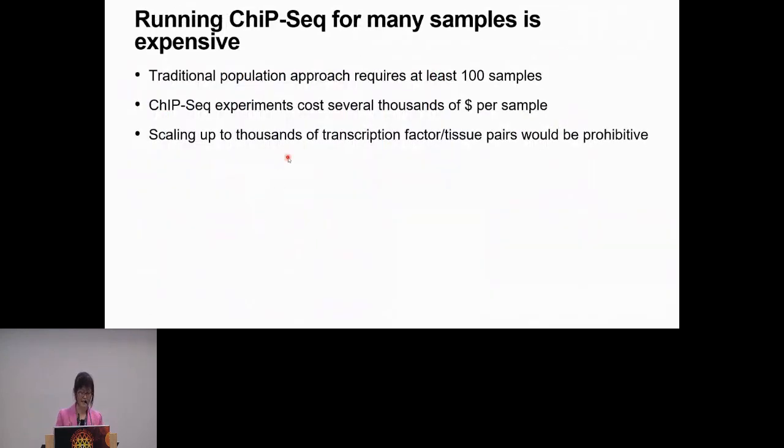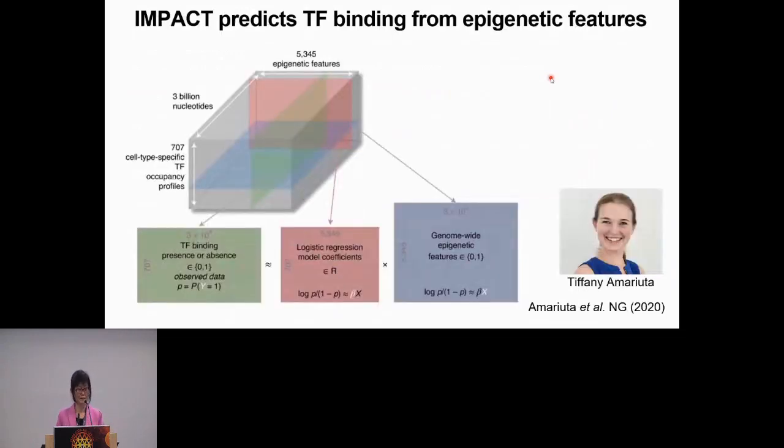So yeah, as I said, running ChIP-seq experiments for many samples is very expensive, so that's why they did it only for this and not many more. But what we would like to do is run this kind of association for thousands of transcription factor-tissue pairs. So that's where we propose this method that we're calling NPACT. And before explaining what NPACT is, let me explain what IMPACT is.